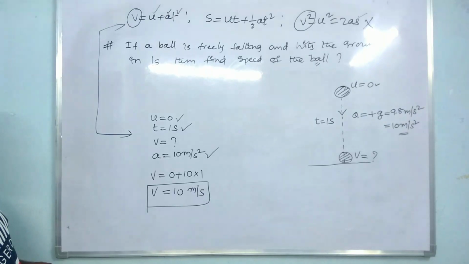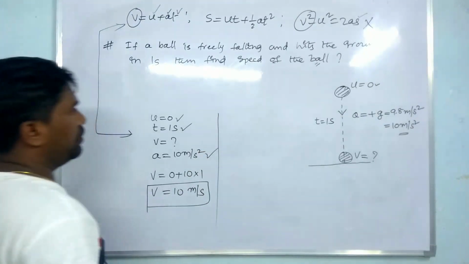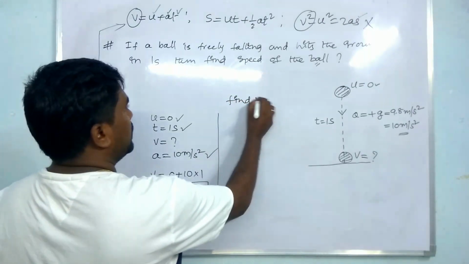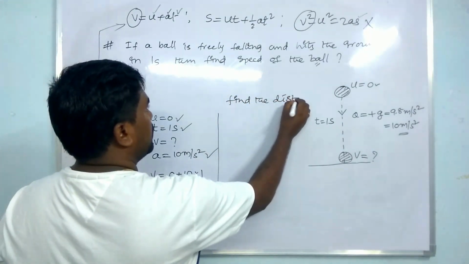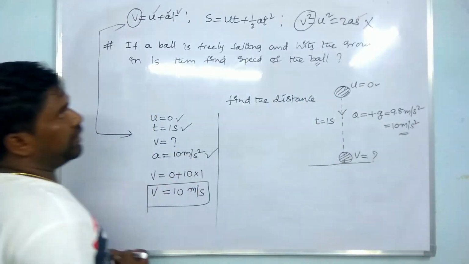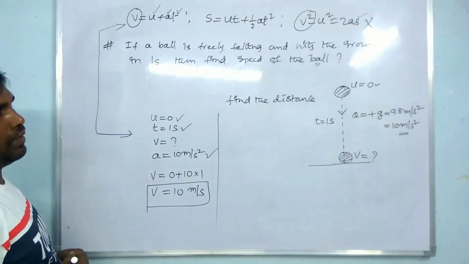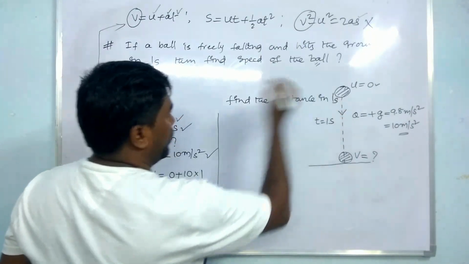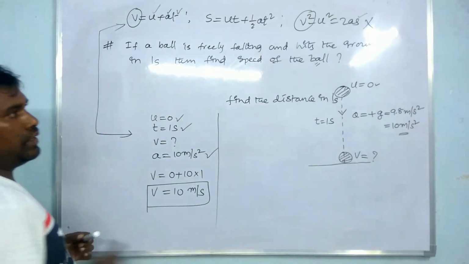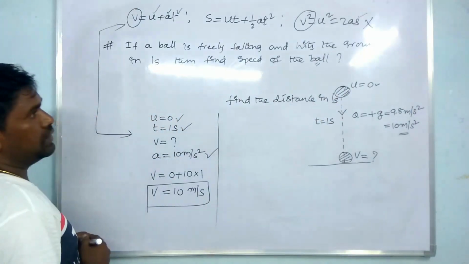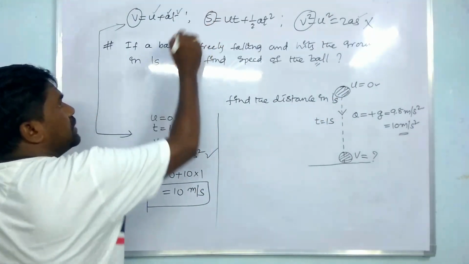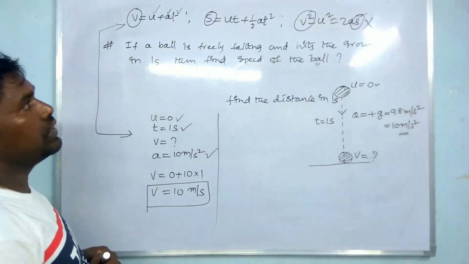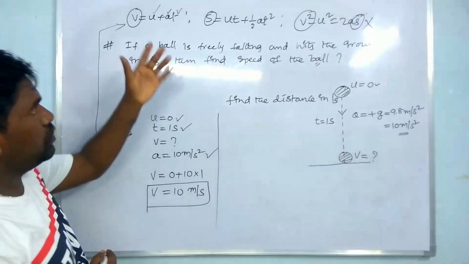Okay, and now find the distance. Find the distance here. Find the distance in 1 second. In this case, if there is a distance, which equation is used for us?